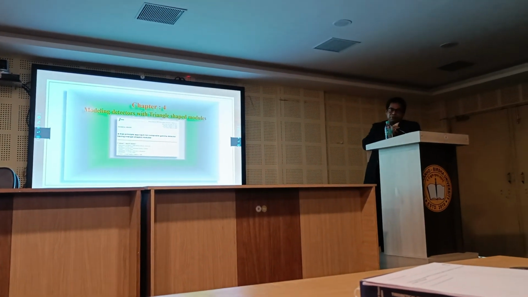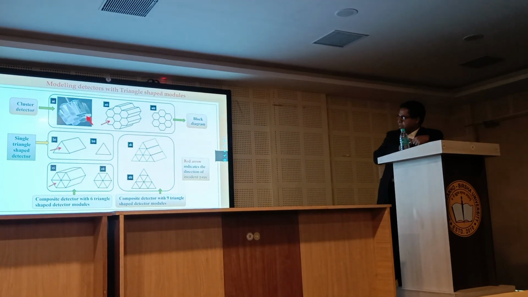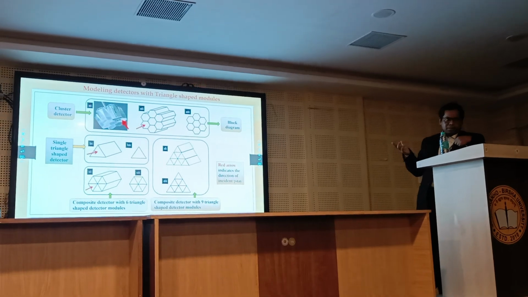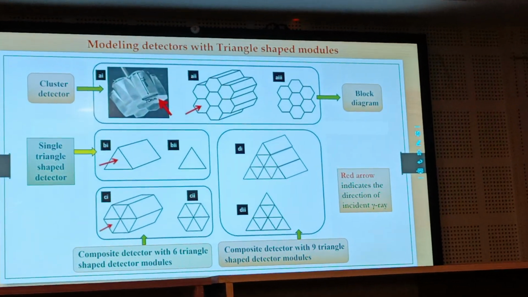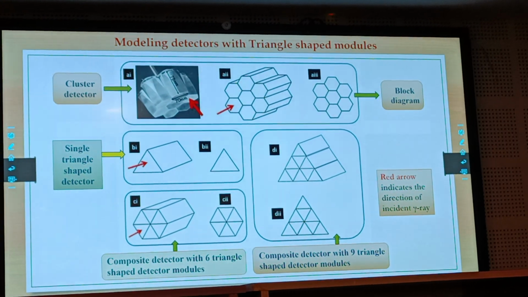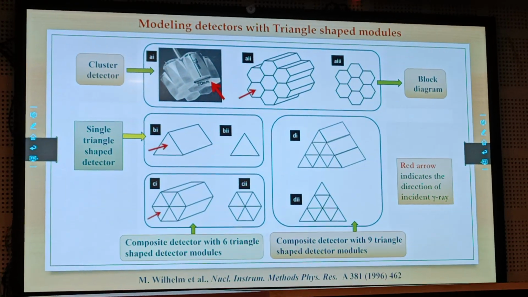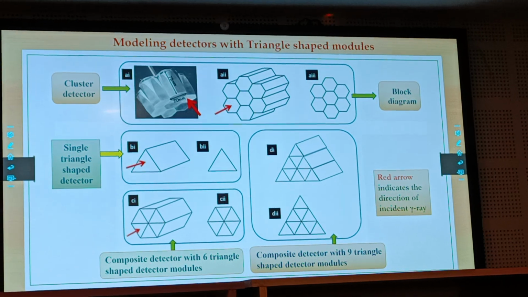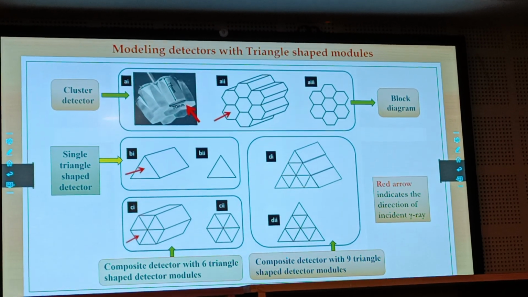Modeling with triangle shape detectors. In triangle shape detectors, we considered various types of detectors, from smaller to larger shapes. Especially, we considered two complex detectors here: a hexagonal module and a triangular module with 9 elements. These are the single shape detectors in schematic diagram.